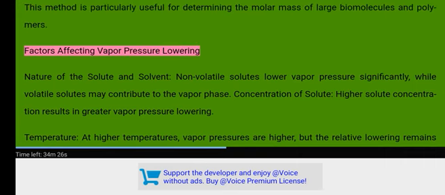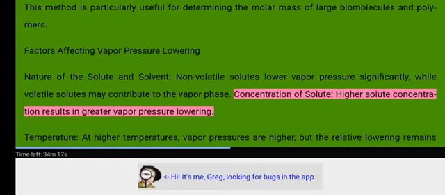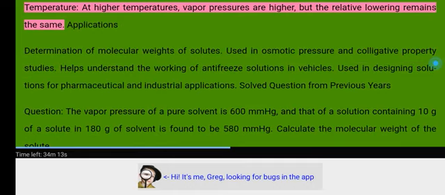Factors affecting vapor pressure lowering. Nature of the solute and solvent: non-volatile solutes lower vapor pressure significantly, while volatile solutes may contribute to the vapor phase. Concentration of solute: higher solute concentration results in greater vapor pressure lowering. Temperature: at higher temperatures, vapor pressures are higher, but the relative lowering remains the same.